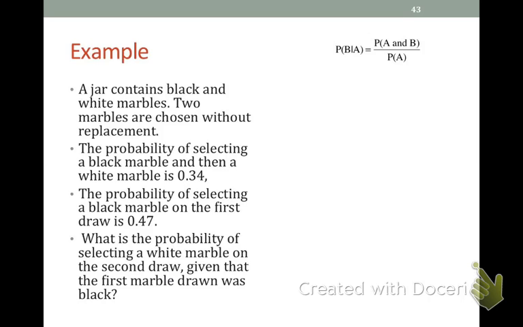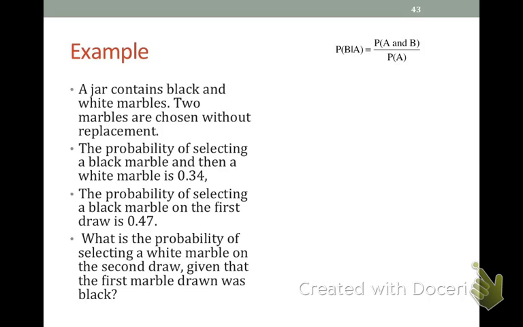Okay, a jar contains black and white marbles. 2 marbles are chosen without replacement. What does that tell you right off the bat? Dependent. The probability of selecting a black marble and then a white marble is 0.34. Okay, going black and then white is 0.34. The probability of selecting a black marble on the very first draw is 0.47. What's the probability of selecting a white marble on the second draw given that the first marble drawn was black?